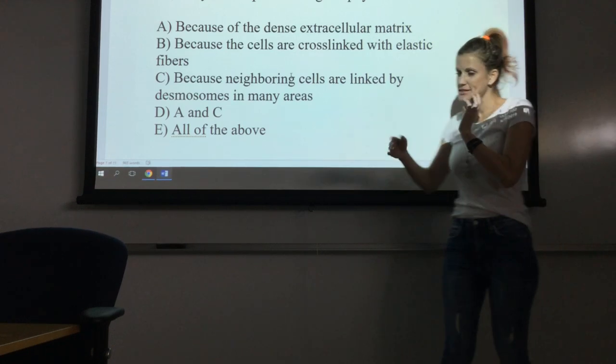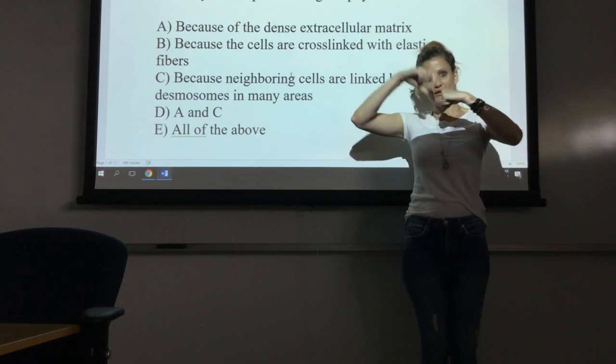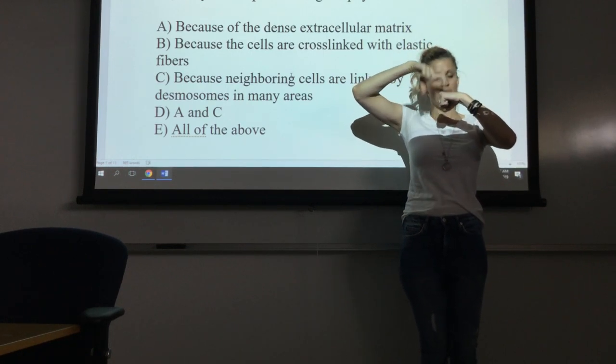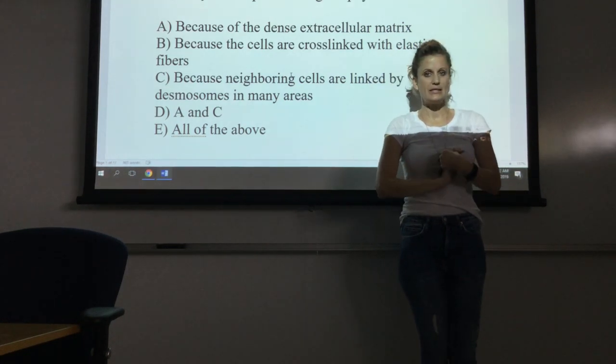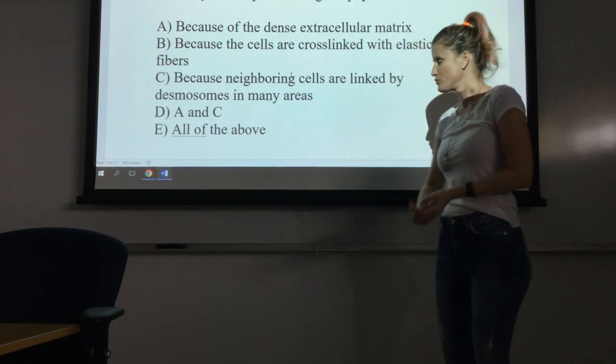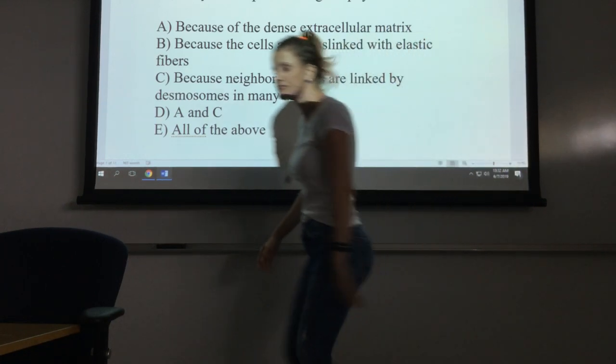So in this case, in the skin, we can have a cell here and a cell here, and there are desmosomes that grab them and hold them tightly together. So that's one of the reasons that skin is such a great barrier. A and C, no, all of the above, no. So just C.